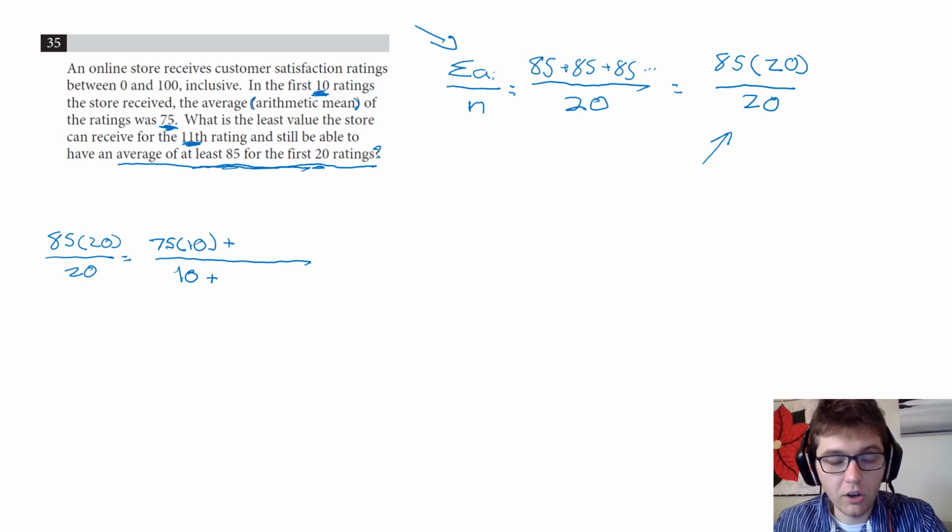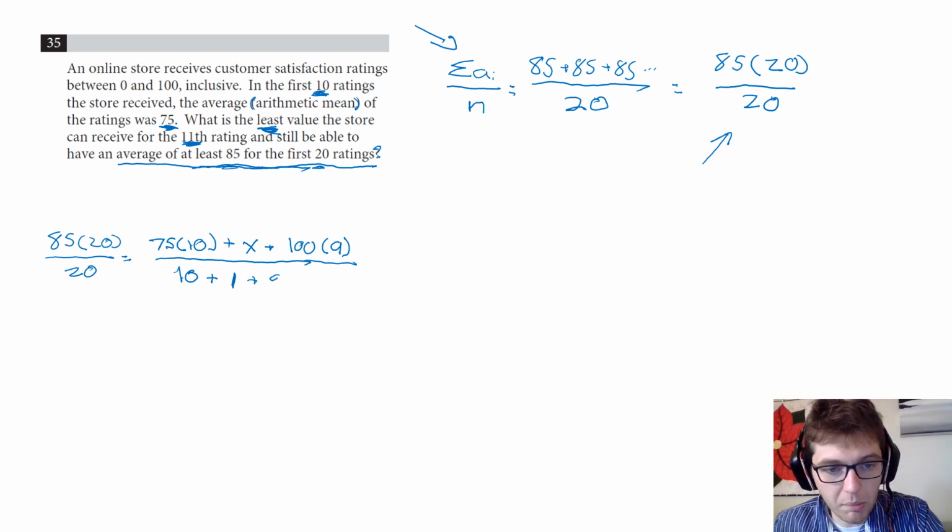The 11th rating, we don't know the value of. There's only one of them, so it's x times 1. So just x, because there's only one rating there. Now to get to 20, we had 11 ratings, so we have 9 more to go. The problem does not define what they are. They said they can be anything, and we're looking for the least value the 11th could be. So we need to maximize what those other 9 are. Let's say those other 9 are 100. So you do 100 times the 9 ratings that are left to get to 20, and of course put plus 9 on the bottom to bring your denominator up to 20.